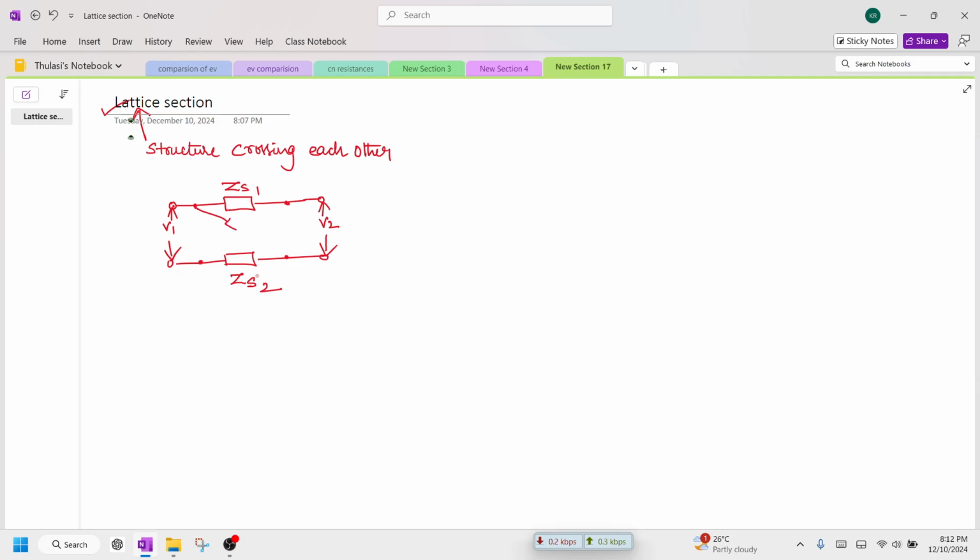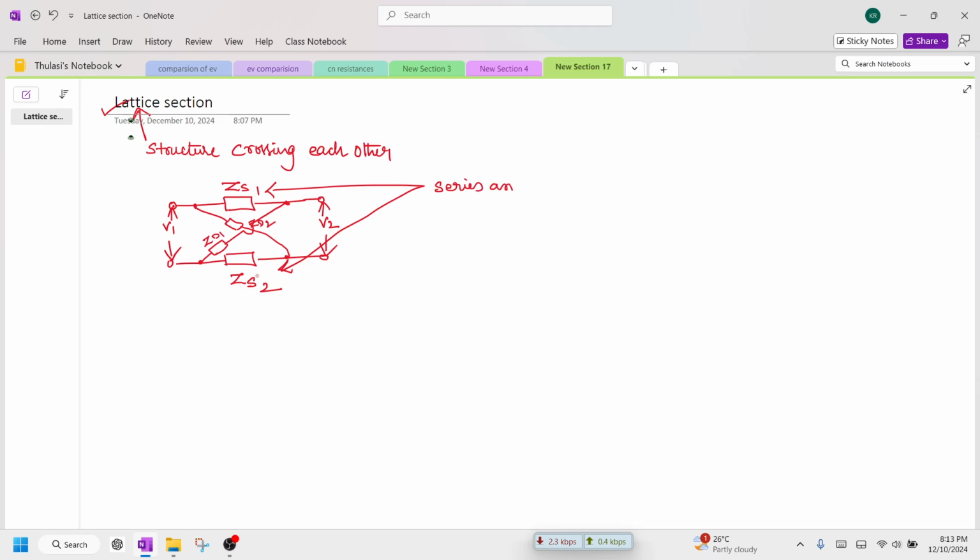We have an impedance of ZD2. So there is no touching here. This is called ZD1. Where ZS1 and ZS2 are called series arm impedances.